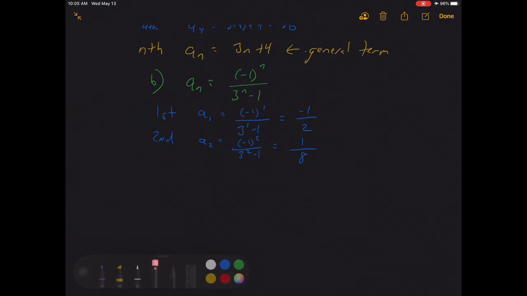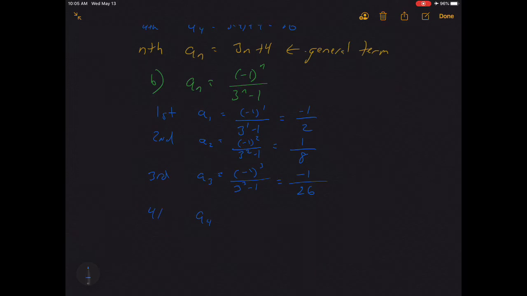So the third term is a sub 3. That'll be negative 1 to the third power over 3 to the third power minus 1. So negative 1 to the third power is negative 1 times negative 1 times negative 1, and that's going to be negative 1 because it's an odd exponent on a negative, so it's going to stay negative. 3 cubed is 27, and then 27 minus 1 is 26, so we get negative 1 over 26.